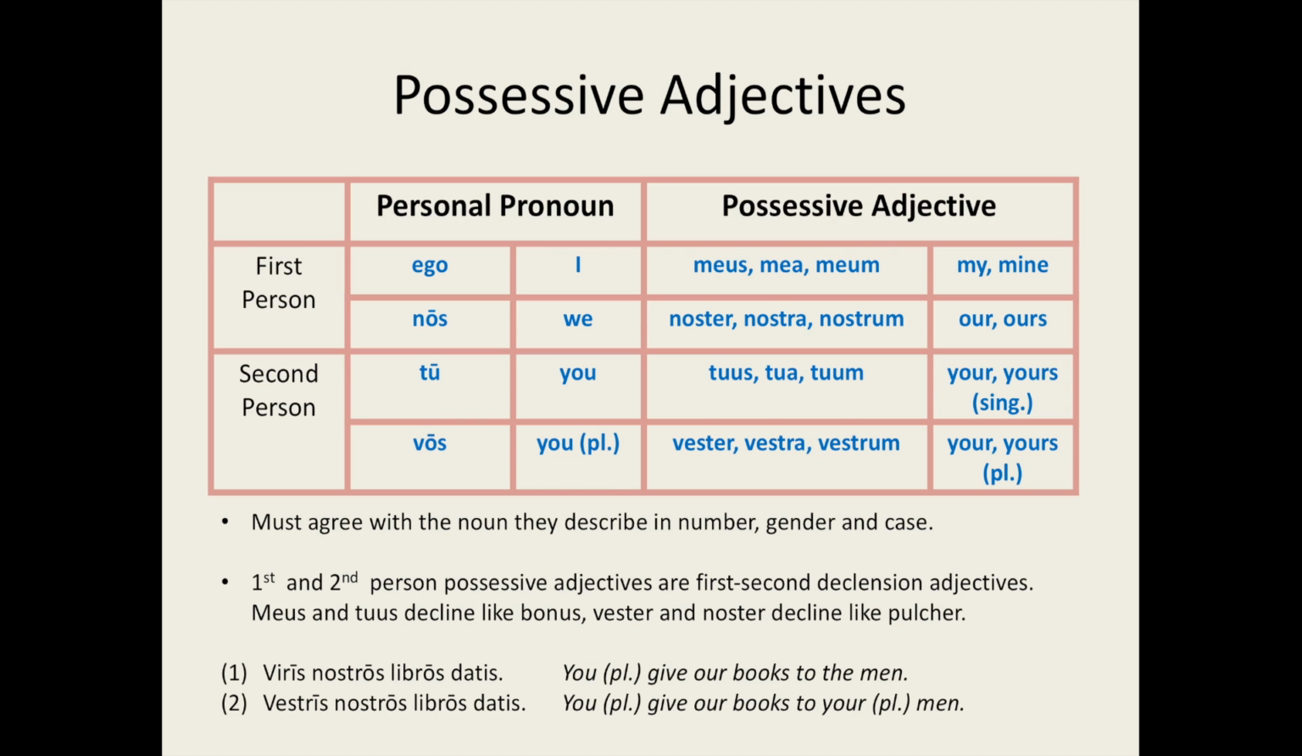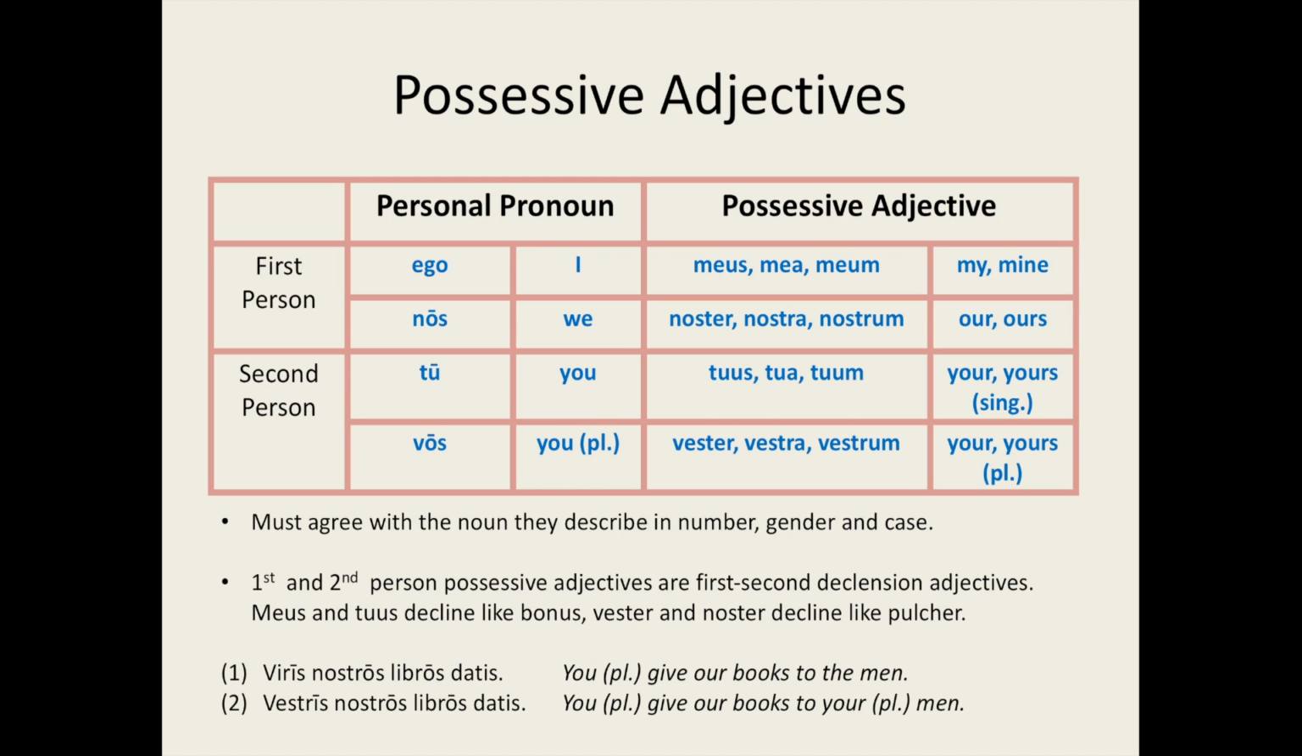Here are the first and second person possessive adjectives: meus, mea, meum, my, mine; noster, nostra, nostrum, our, ours; tuus, tua, tuum, your, yours, singular; vester, vestra, vestrum, your, yours, plural. A possessive adjective must agree with a noun which it describes in number, gender, and case. Possessive adjectives decline in the same way as first, second declension adjectives.